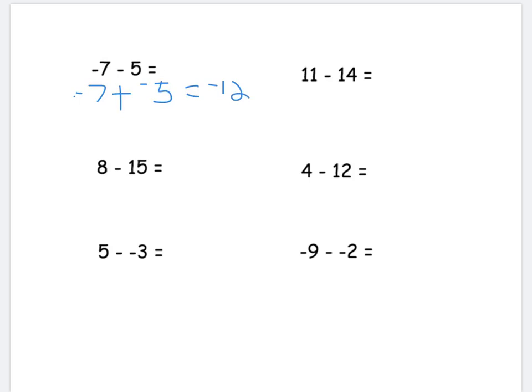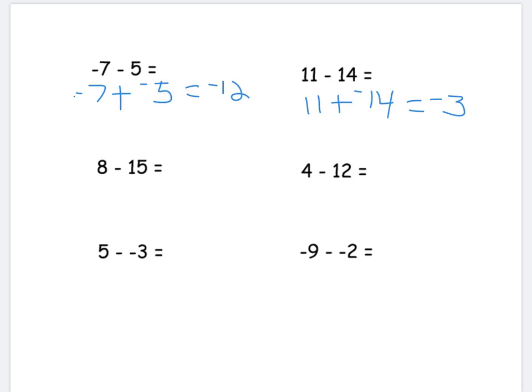If I'm looking at 11 minus 14, I keep the 11, the subtraction changes to addition, and then the 14 becomes negative. This time we have one positive number and one negative number. So I have to take those two values and subtract. So 14 minus 11 is 3. And then we have more negatives. The 14 is bigger than the 11.